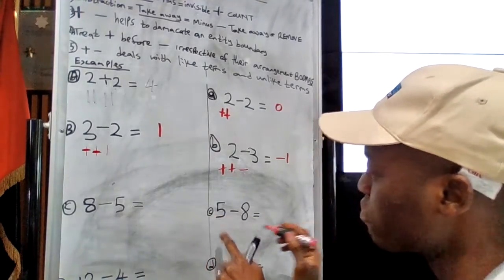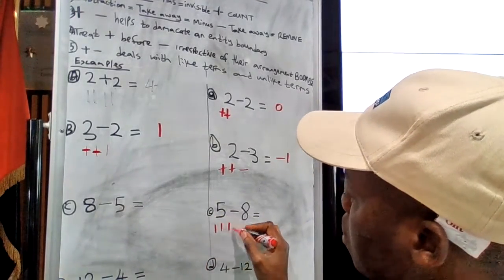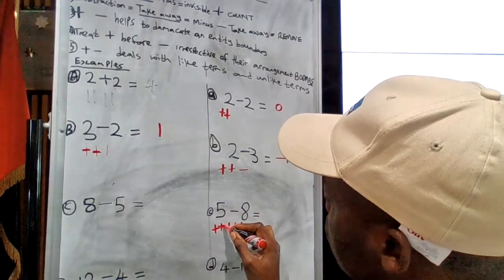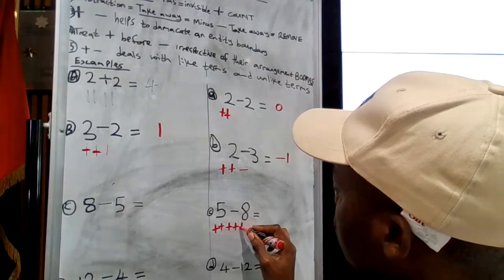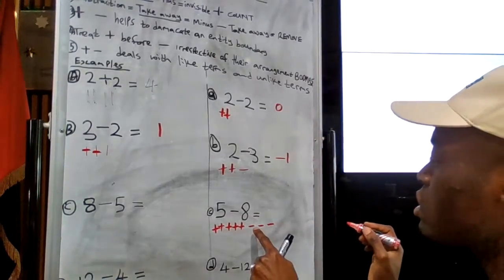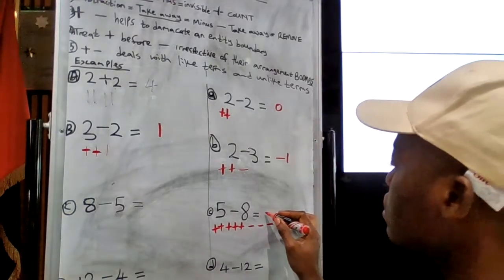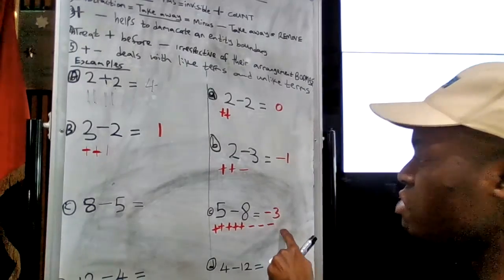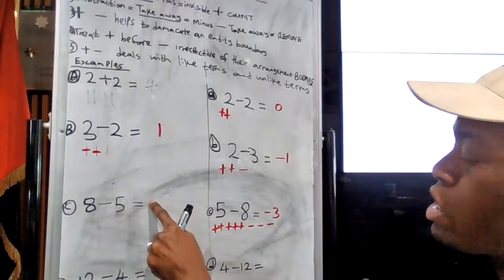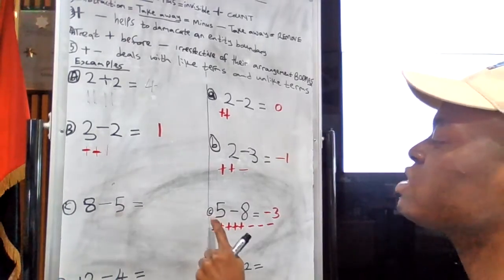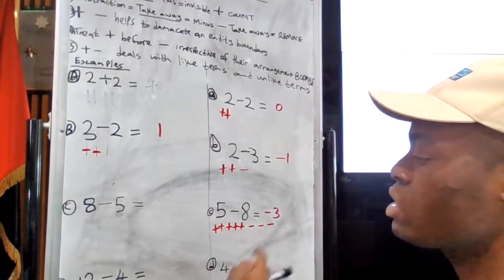Count 5. That is 1, 2, 3, 4, 5. Take away 8. Take away 1, take away 2, take away 3, take away 4, take away 5, take away 6, take away 7, take away 8. This is how many? Minus 1, 2, 3. Your answer is what? Minus 3. Minus 3 is different from 3. Here you will get 3. 3 is plus 3. So 8 minus 5 is different from 5 minus 8.